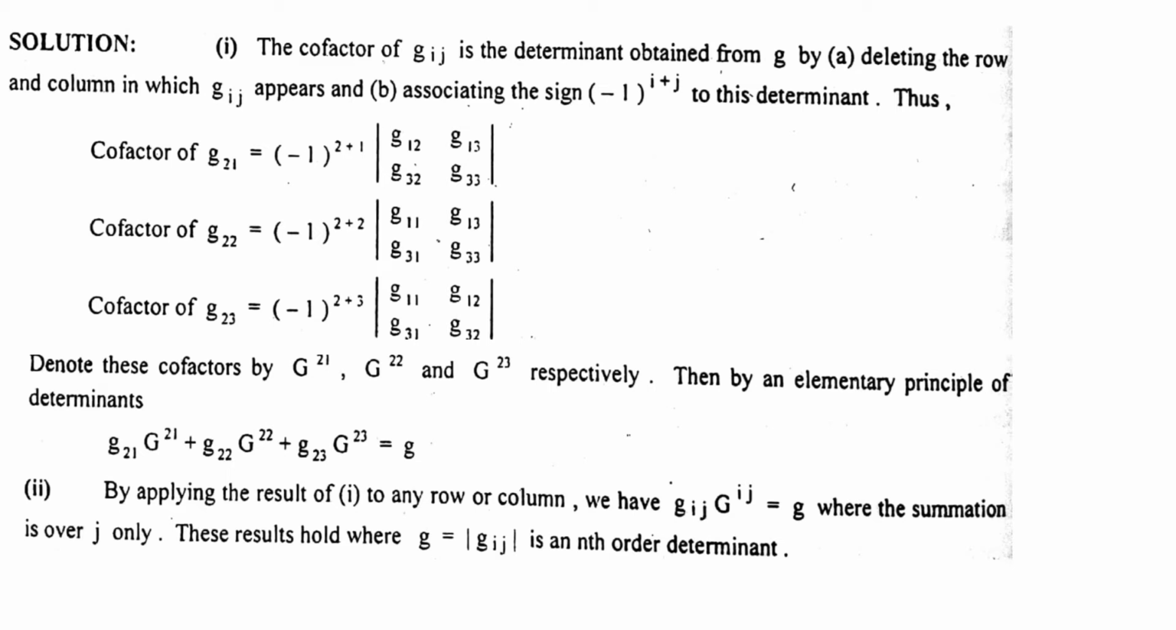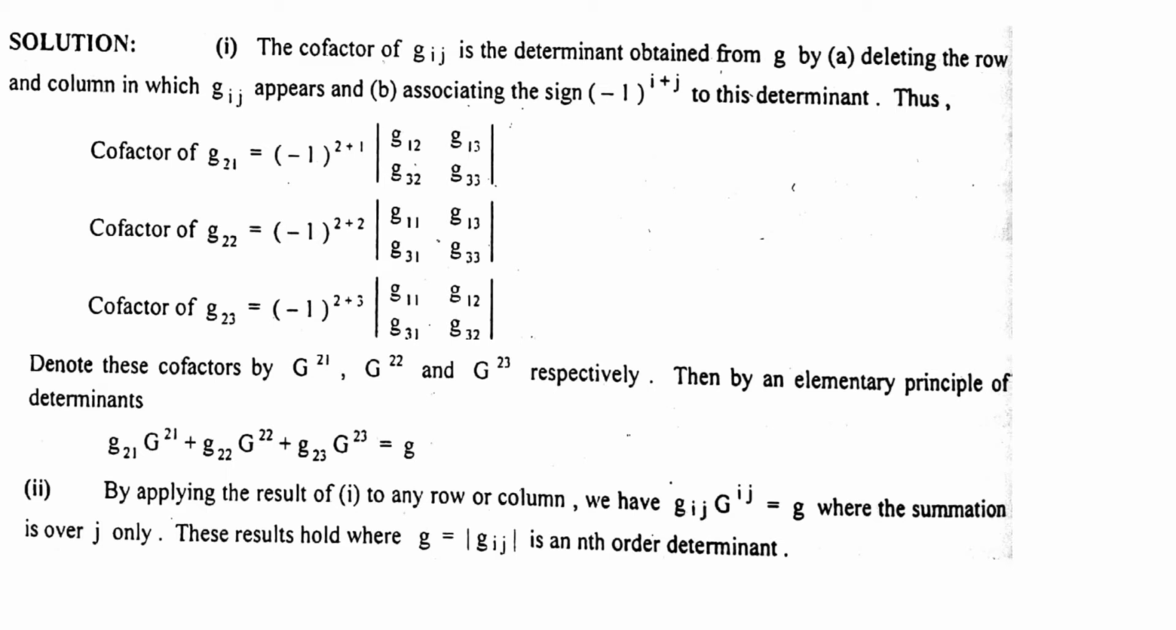Now the cofactor of g22: the position of this element is second row, second column, so the sign is (-1) to the power 2 plus 2, multiplied by the determinant after deleting the second row and second column, so the other entries g11 g13, and from the third row g31 g33 remain. So that is the cofactor of g22.